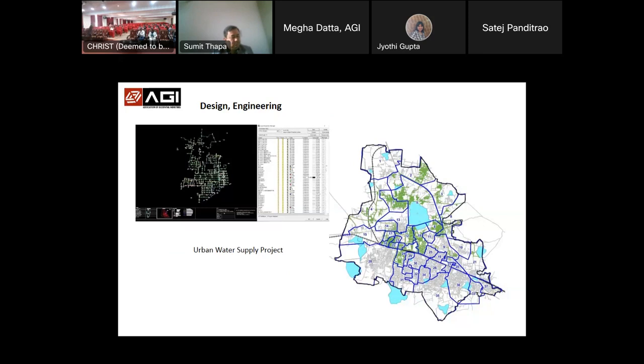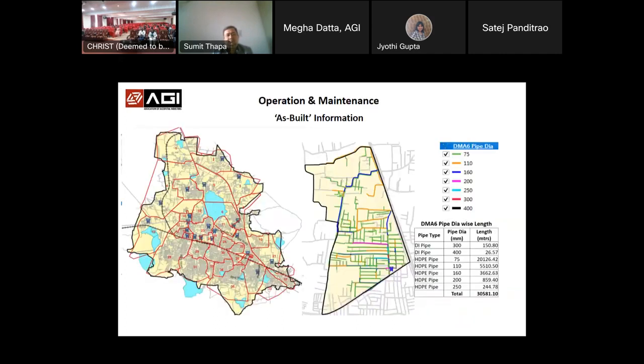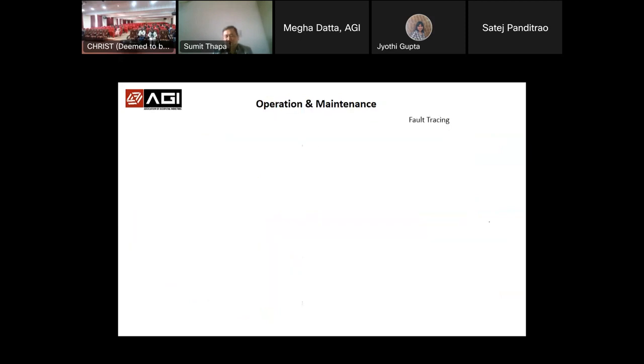And then the next part is the urban water supply project, concluded as a part of the smart city project in our state itself. So the design covers the entire as-built data of urban water supply. The urban water supply project has as-built drawings of DMAs, valves, different pipe diameters, and consumer locations are important. So here I've just shown those things.